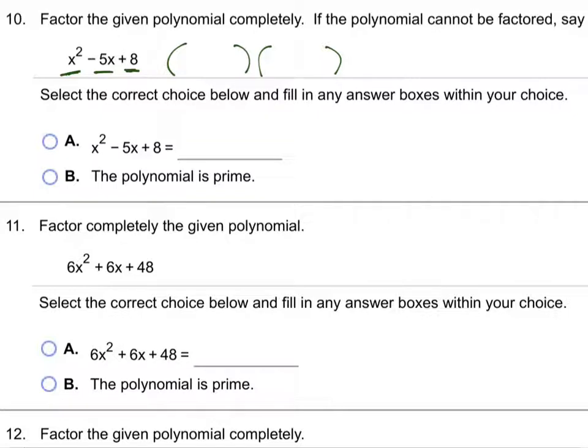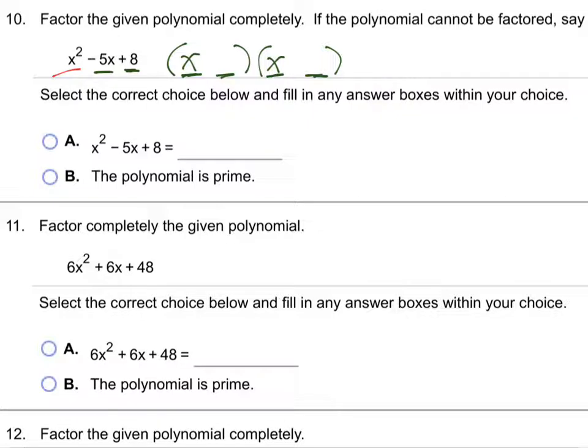So we're looking for 4 numbers. Front, back, front, back. First off, they've got to make x squared. So what am I going to put in the front of each parenthesis? What times what makes x squared? Yeah, just plain x. Okay, that's good and all.